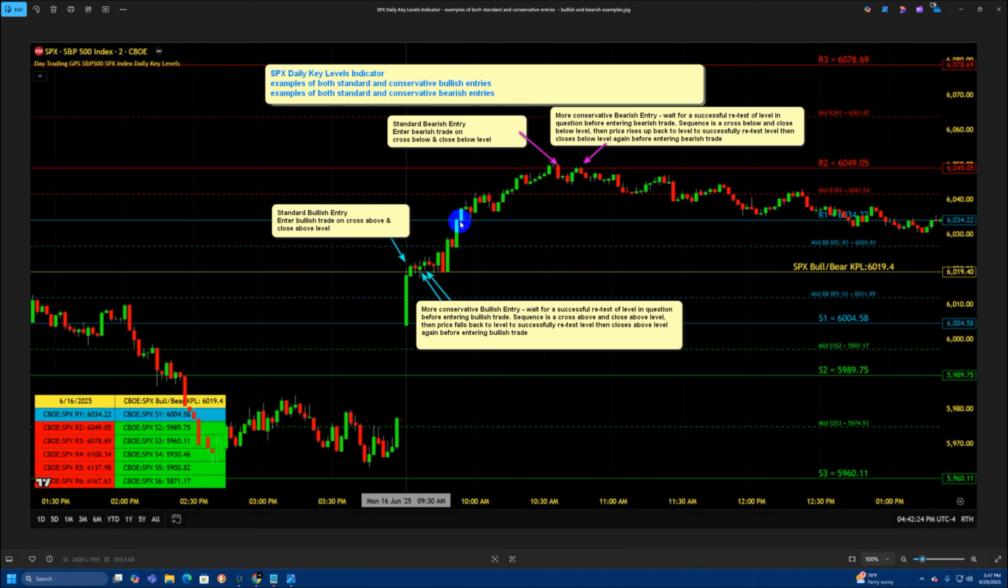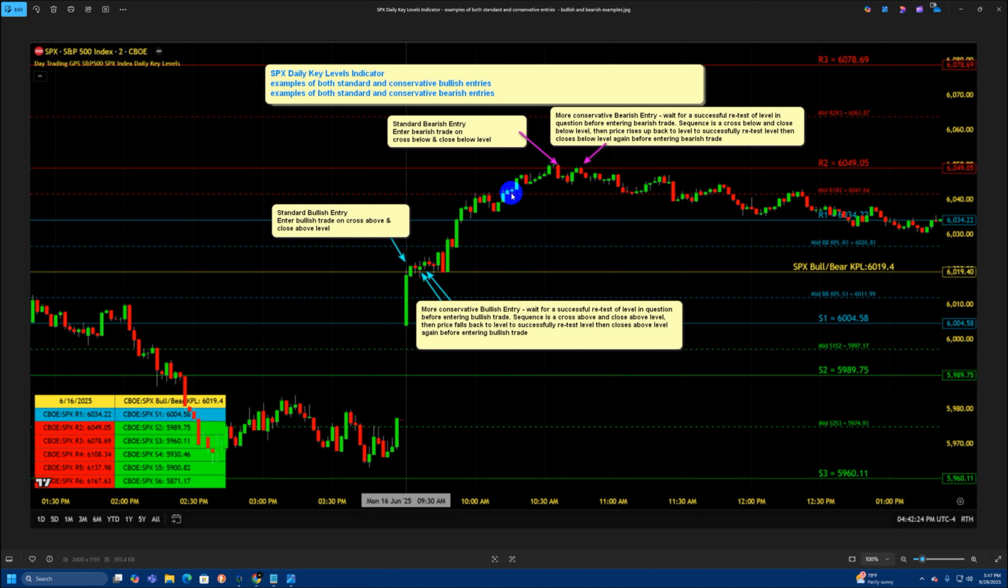If you instead, like the second point we're getting at, waited to take an entry off of the R1 level on this cross and close above, then your standard stop loss on that trade is the first midpoint below the R1 level, which is this mid BBKPL R1. And if you instead took the tight stop loss, then it would be the QL below the R1 level, which would be the midpoint between this level and this level, which again, on the new V2.0 indicator, those auto plot as well, the QL levels.